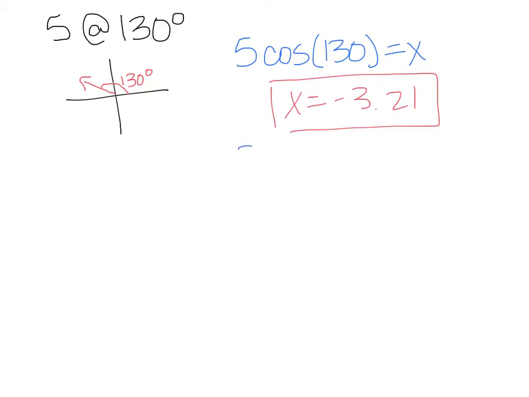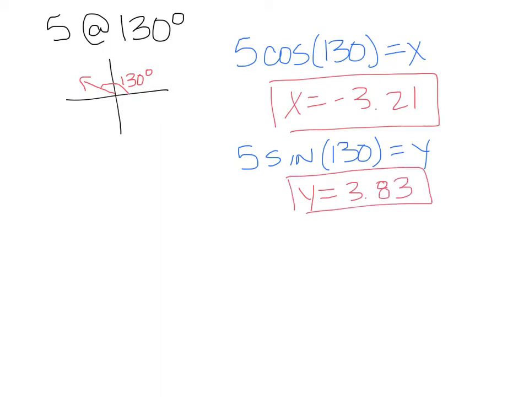And then to find the y component, we're going to do 5 times the sine of 130. And we get a y component of 3.83. And again, if we look at our little sketch of our vector, those numbers make sense.